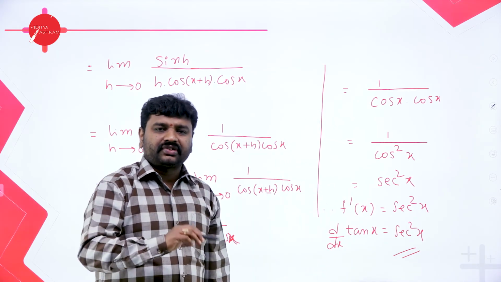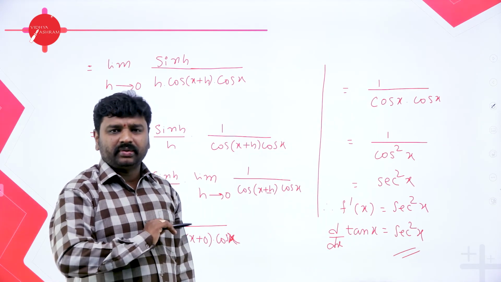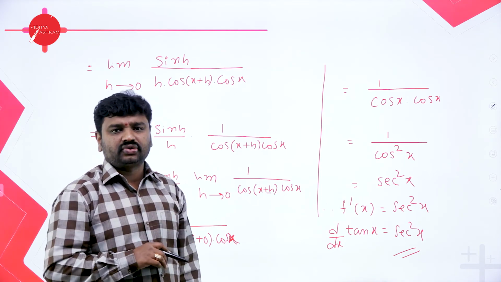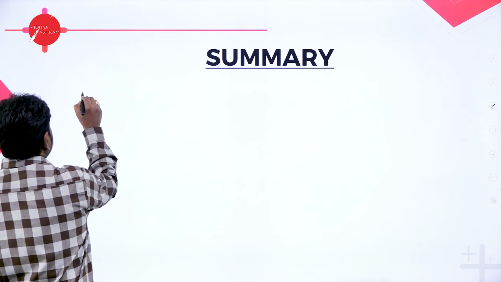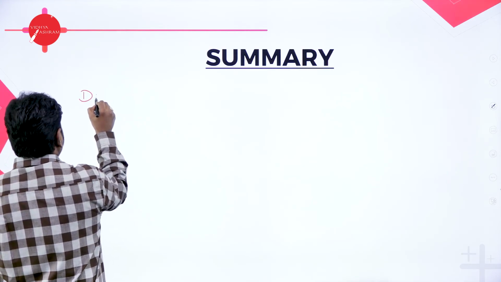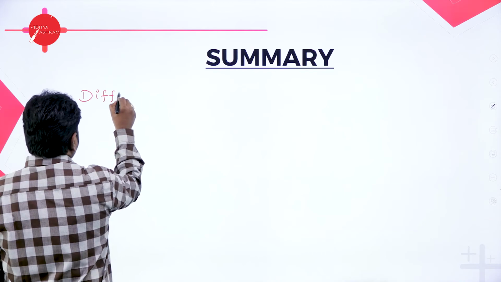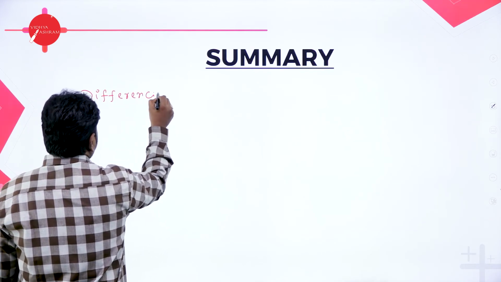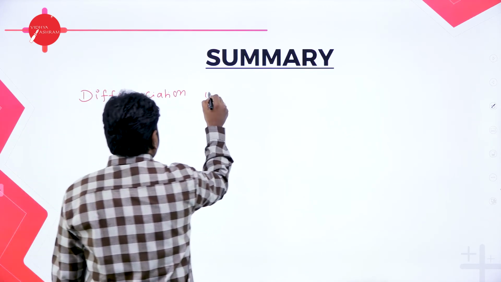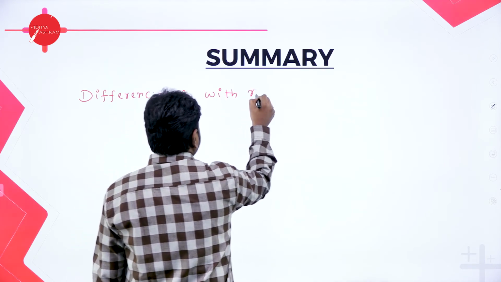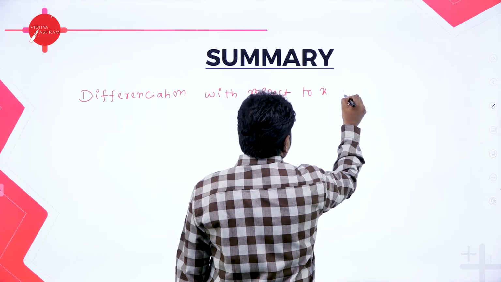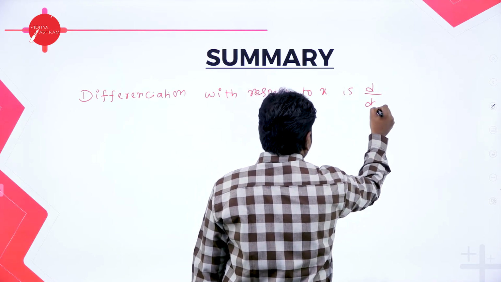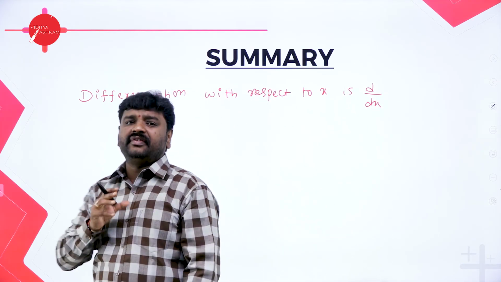So sin x, cos x, tan x I have done. Cot x you can do by yourself. Similarly you can do secant x also. So now let me summarize. Dear students, first you should be thorough with these formats. Differentiation with respect to x means d by dx, or in short form, the derivative.